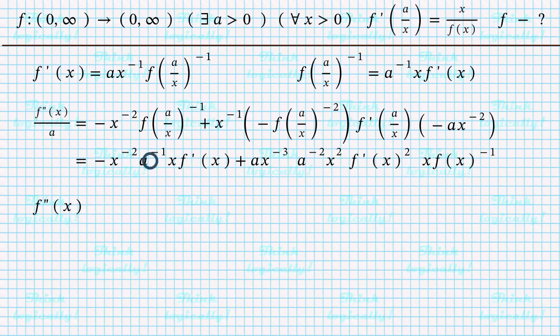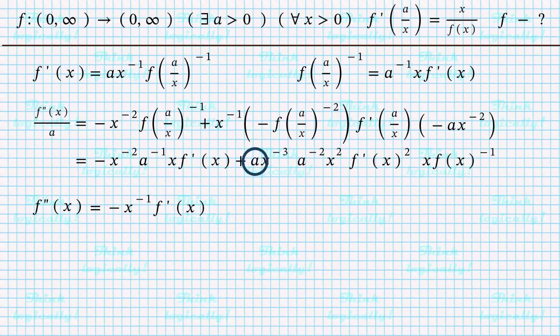A to the power of negative 1 times a coming from the denominator is a to the power of 0. So a disappears and we get just x to the power of negative 1 times f prime of x as the first right hand side term. In the second term, x to the power of negative 3 times x squared times x gives x to the power of 0, meaning that there will be no x.